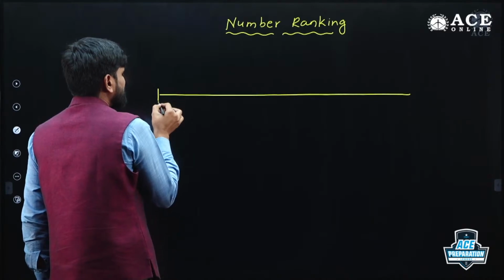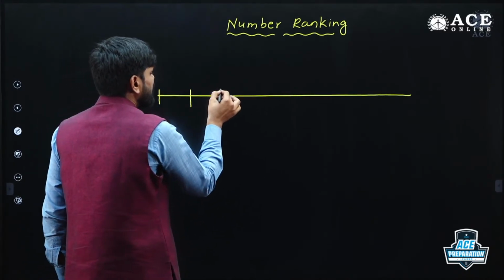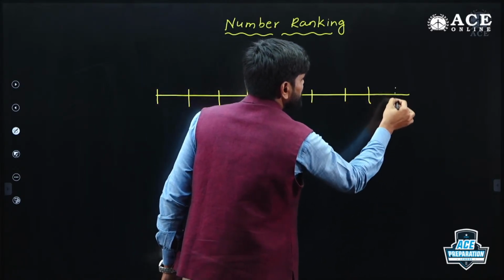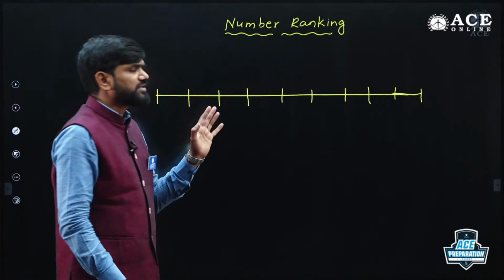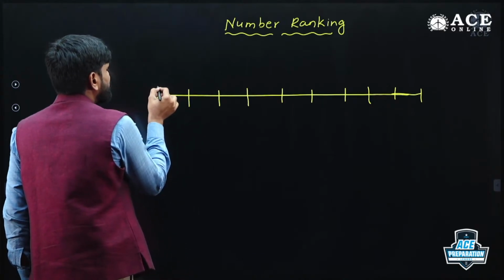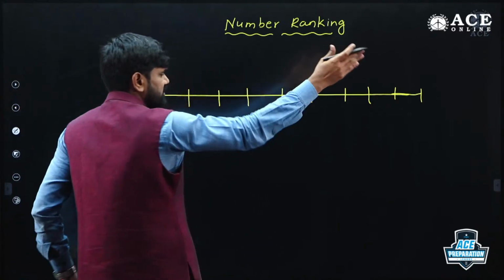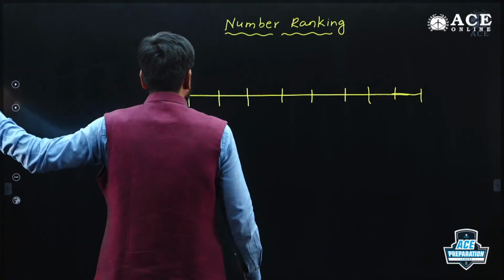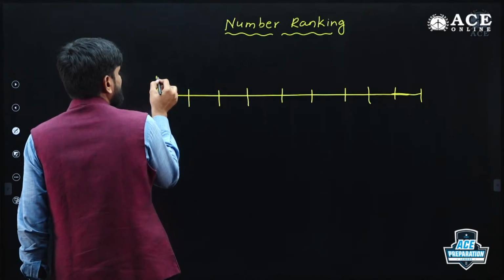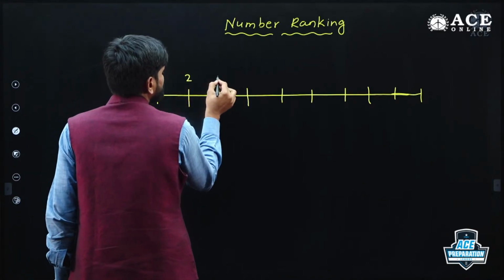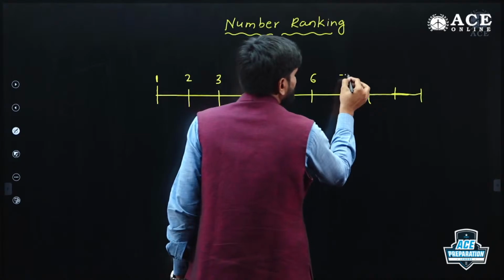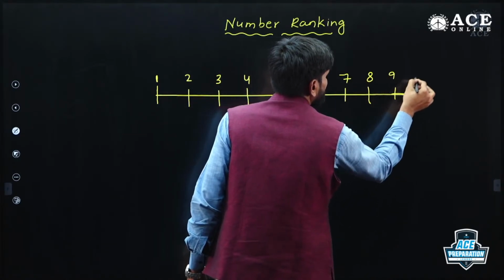Say suppose there are 10 persons standing in a line, 1, 2, 3, 4, 5, 6, 7, 8, 9, 10. There are 10 persons who are standing in a row. So the position of the candidate from left end, so this I treat as left side, this I treat as right side. So the position of the candidate from left end I will be writing at the top: 1, 2, 3, 4, 5, 6, 7, 8, 9 and 10.